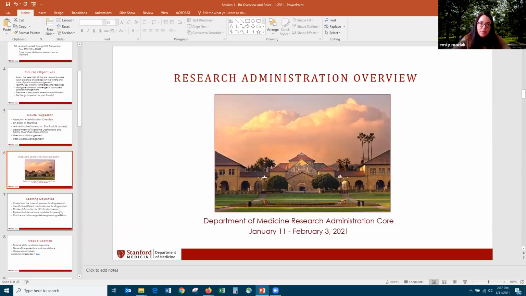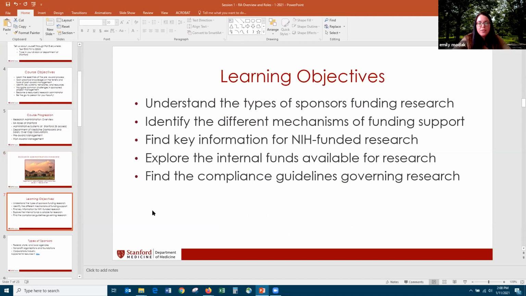Okay, so let's start out with the first section, which is the research administration broad overview. So what's our goal here? We want to understand what the types of sponsors are that fund research. We want to identify the different mechanisms of funding support, what kinds of grants are out there. And then I'm going to show you a lot of places to find key information for NIH funded research.